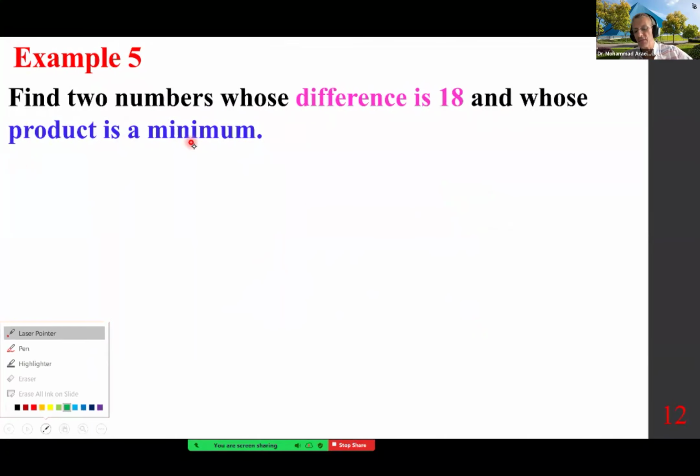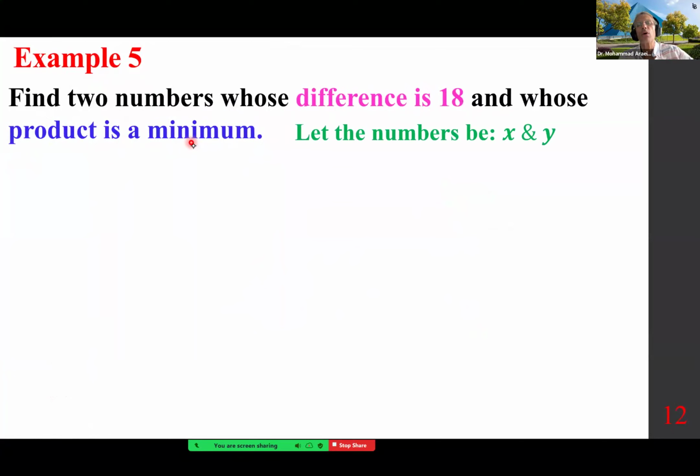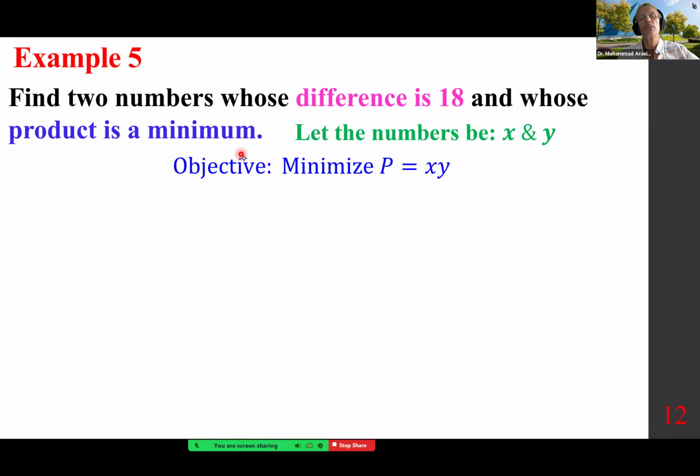So first, let's define the numbers as x and y. The objective is to have a product which is minimum. P represents the product, x times y. The difference is 18, so x minus y must be 18. That's the constraint.